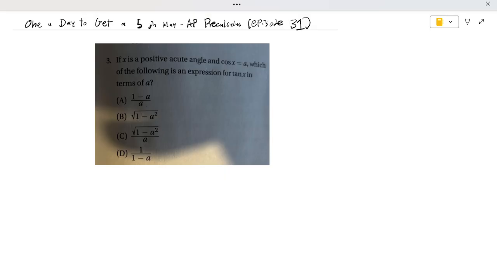Alright, so just go ahead and pause the video and give the problem a try, and then check back to see how you did. Alright, assuming that you paused the video.